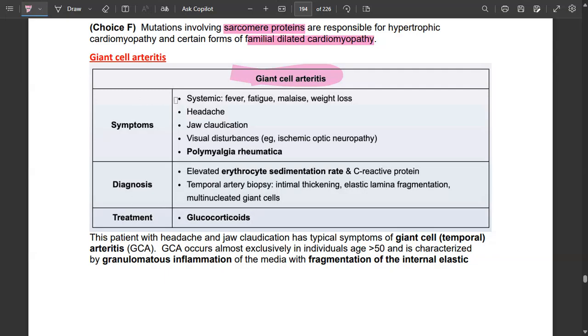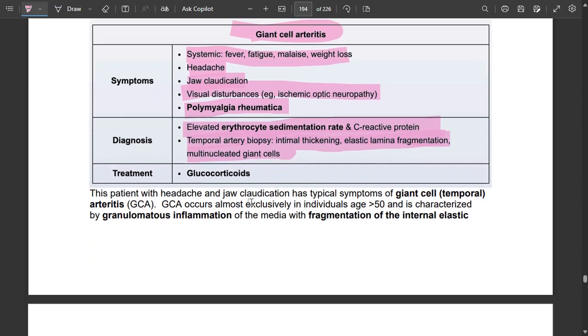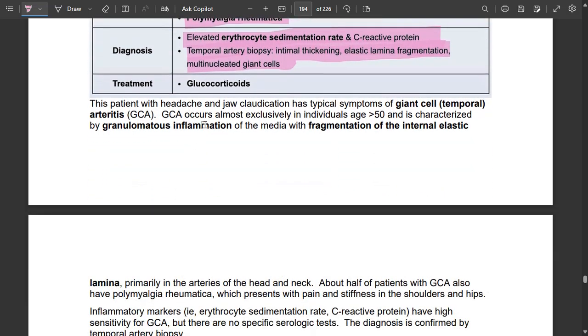Okay, so giant cell arteritis: systemic signs like fever, fatigue, malaise, weight loss, headache, claudication, visual impairments like ischemic optic neuropathy, and polymyalgia rheumatica. Elevated ESR and CRP can occur. Temporal biopsy shows intimal thickening, elastic laminar fragmentation, and multinuclear giant cells. So multinuclear giant cells can occur, and elastic laminar fragmentation can also occur. Glucocorticoids are the treatment. So a patient with headache and jaw claudication has typical symptoms of giant cell or temporal arteritis.